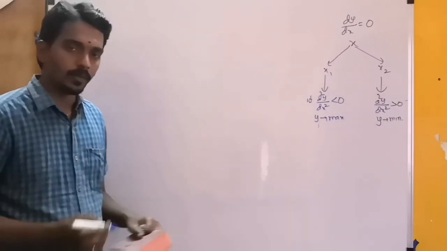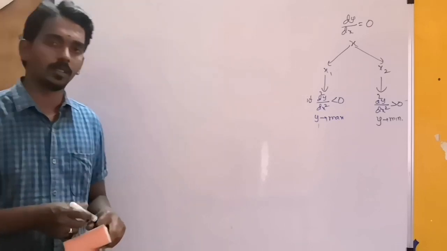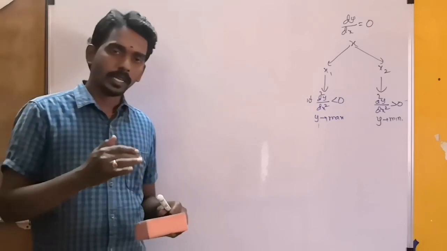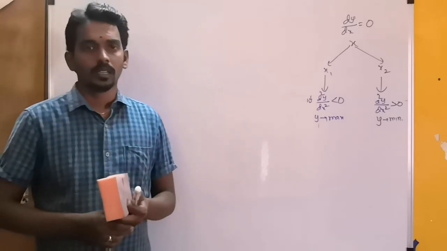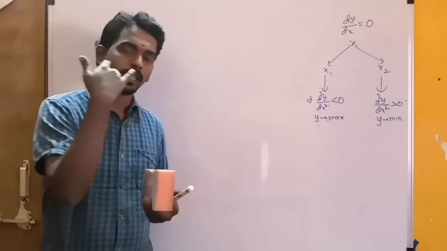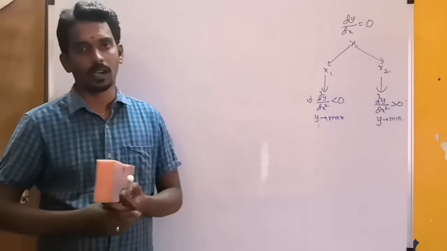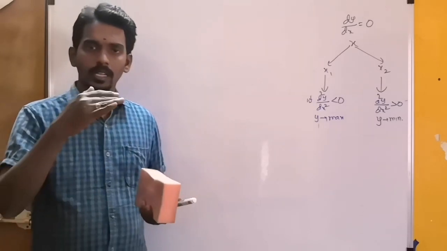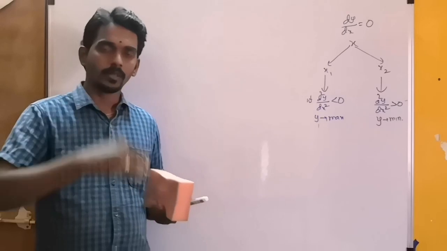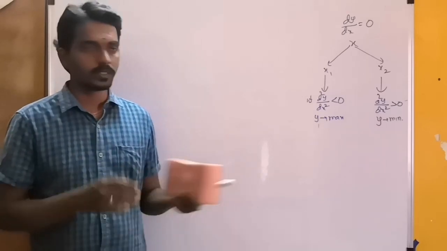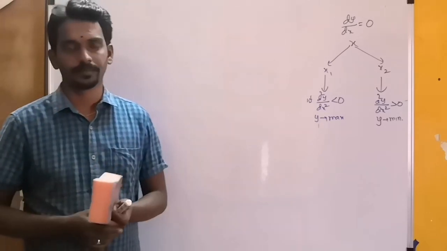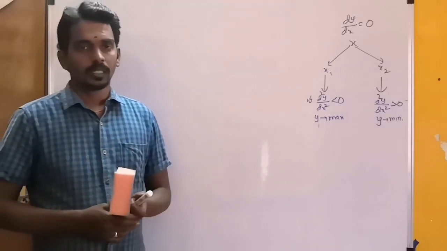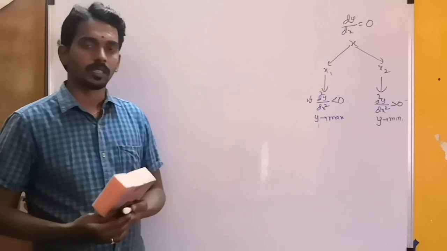But I said one more thing: in physics, mostly you will get only one value for the variable, so that the function becomes either maxima or minima. That's why your burden will reduce, because you don't have to get confused about which gives maxima and which gives minima. Right? So let us take one such example.